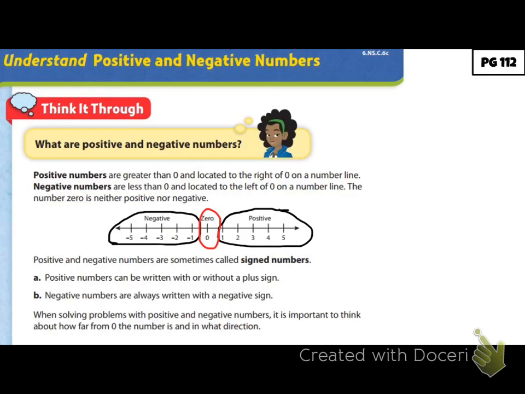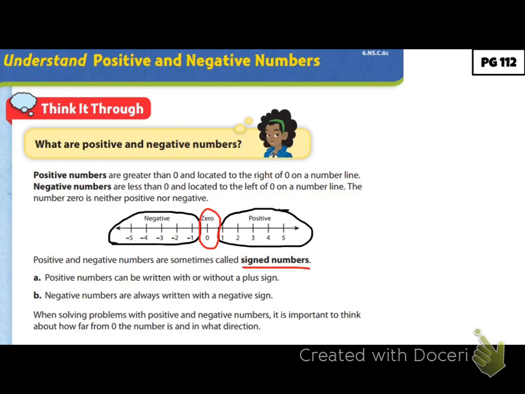So positive and negative numbers are sometimes called signed numbers. Basically, it's just saying that there's going to be a sign in front of it. Positive numbers can be written with or without a plus sign. If you see a number without a sign in front of it, you would just say it is a positive number. Negative numbers are always written with a negative sign. So if you see a negative sign in front of a number, it is a negative number.